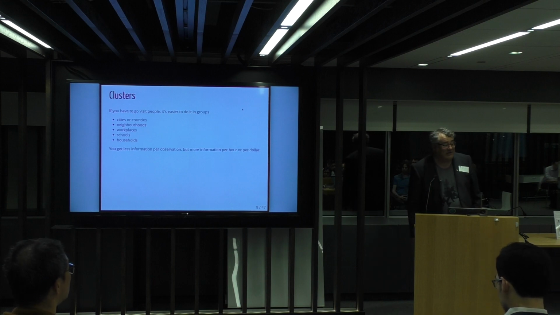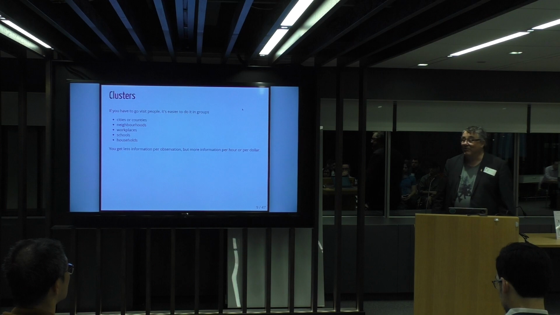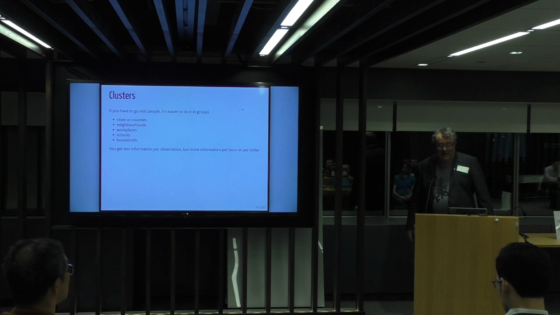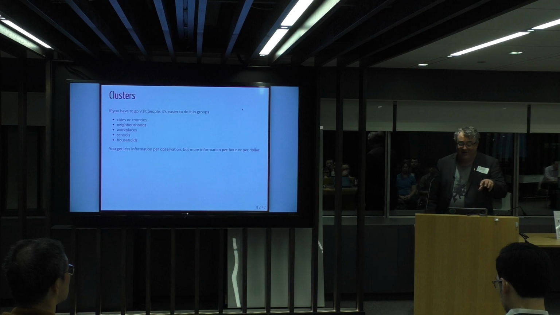And so you have clustering. You sample cities or counties, neighborhoods, workplaces, schools, whatever. And you get less information per observation that way because all the people you get are from New York or whatever, in the New York cluster. But you get more information per dollar. And so it ends up being worthwhile.